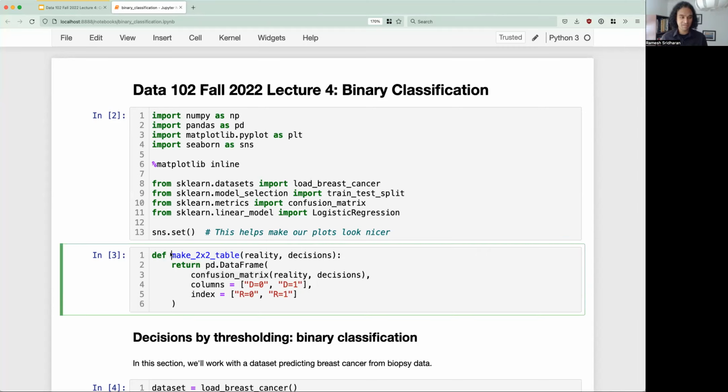I have this useful function that makes a 2x2 table. You give it an array of reality, which is a bunch of zeros and ones, and decisions, an array of zeros and ones, and it gives you back a nice little 2x2 table like the ones we've been looking at.